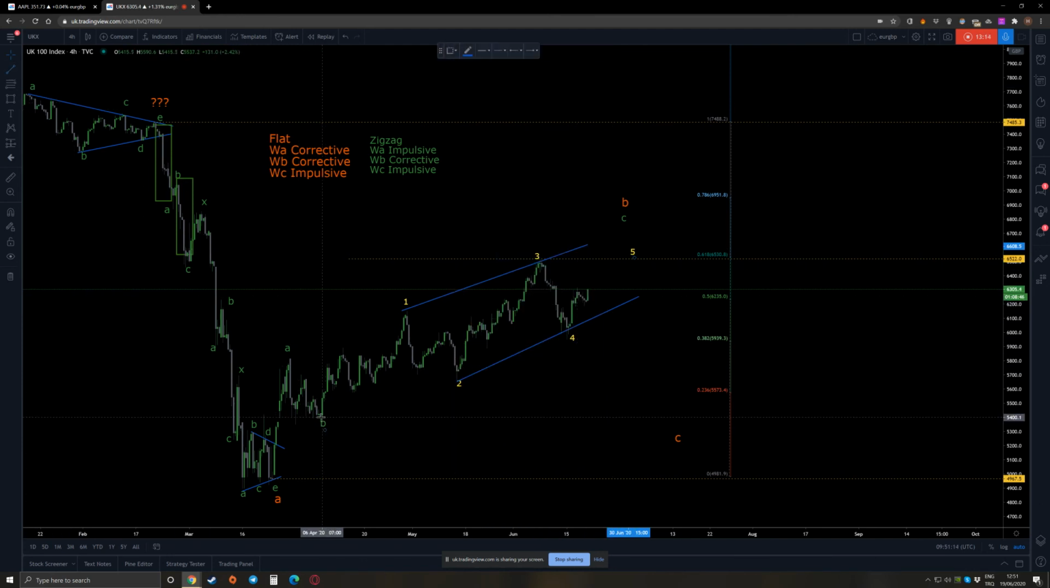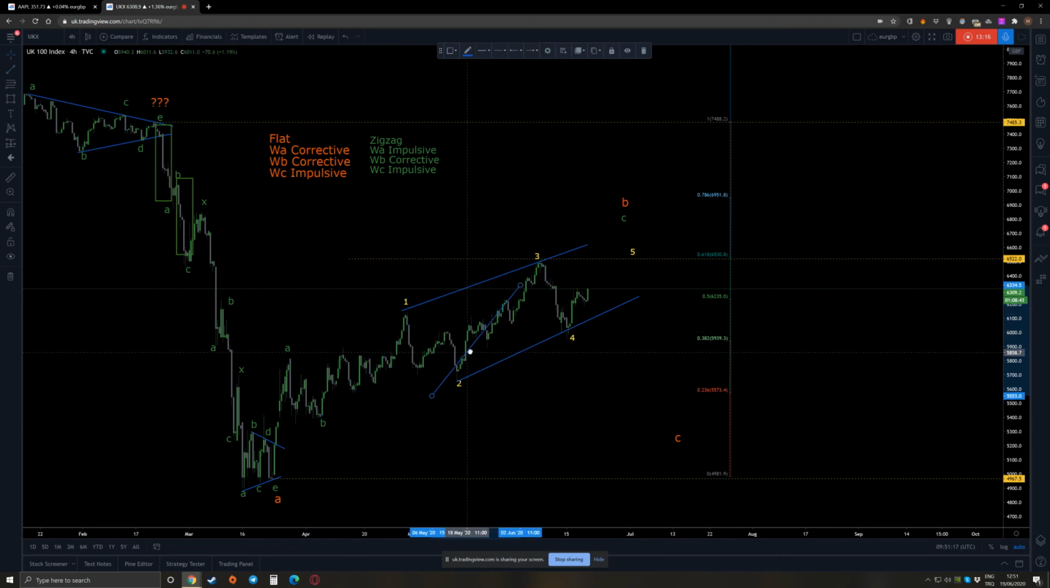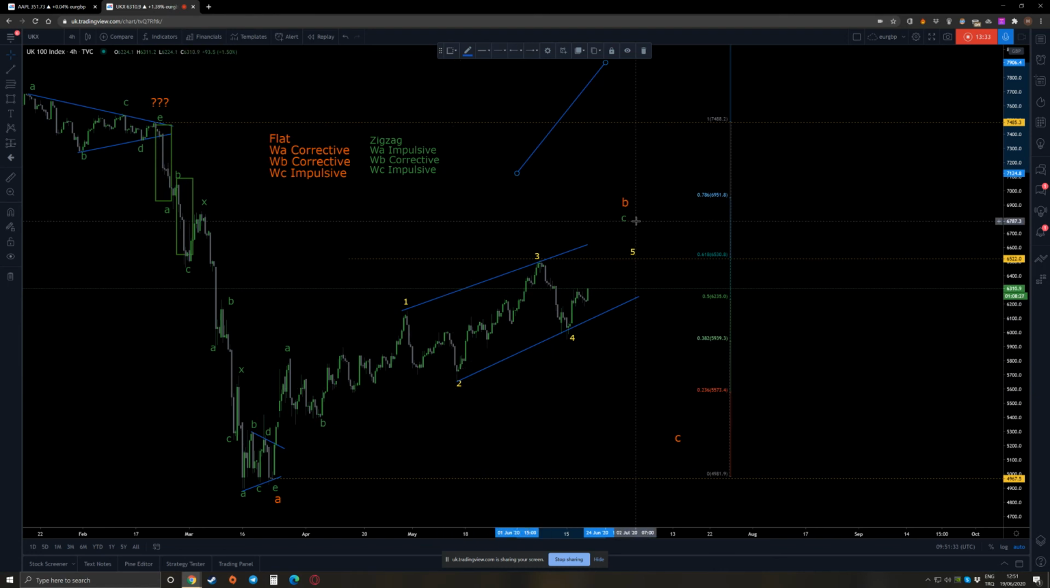Then you should ask yourself this: which wave is the largest? Now, in a terminal move, there is no need for one wave to be extended. Okay, one wave still has to be bigger, but there is no 1.618 rule. Also, the third wave still cannot be the shortest. So in this case, the third wave is already bigger than the first wave. So whenever you have a first wave that is bigger than the third wave, you will have a more wedge type of pattern.